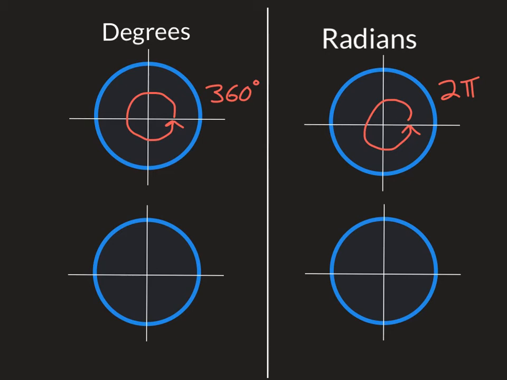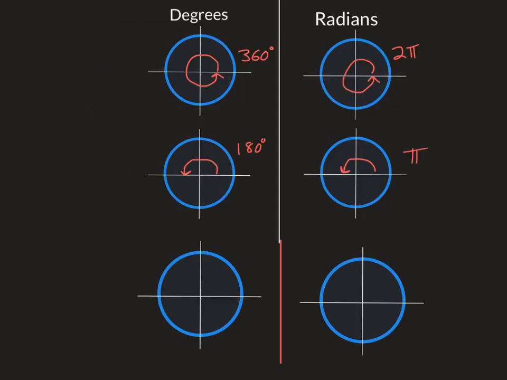Okay, so now let's think, what if I went halfway around? Halfway around a circle in degrees, that's what we're familiar with, would be 180 degrees. Let's think about the same thing in radians. All the way around was 2 pi radians, so halfway around would be half of that. So I guess that would be just pi. Half of 2 pi is just 1 pi. So pi radians is halfway around the circle.